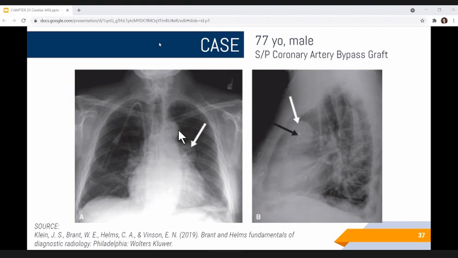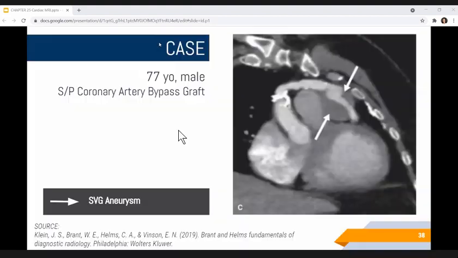Given the location and the adjacent coronary artery bypass clips marked by the black arrow, this is concerning for a bypass graft aneurysm. Further evaluation was done, and from the same patient, this coronary oblique MPR image from a gated CTA in fact shows the SVG aneurysm marked by the white arrows.